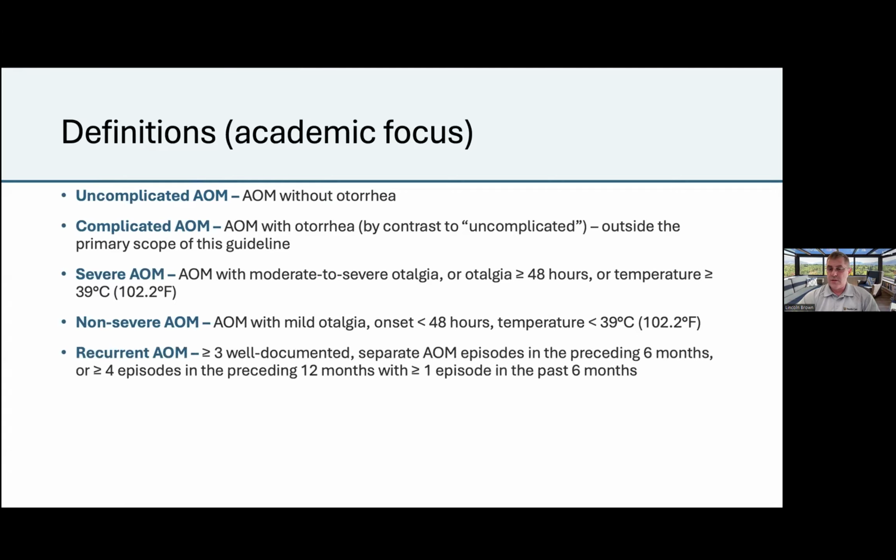With the 2013 guideline, they also included now recurrent otitis media. That was not included in the original one. Defined as 3 or more separate, well-documented episodes of AOM in the last 6 months, or 4 episodes in 12 months, with at least one being within the last 6.